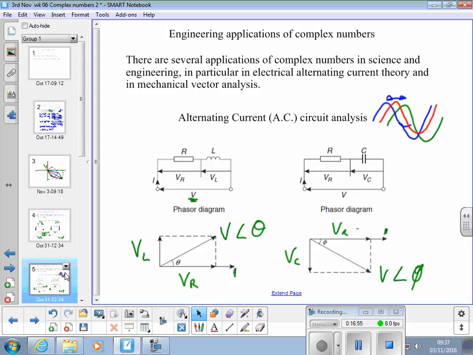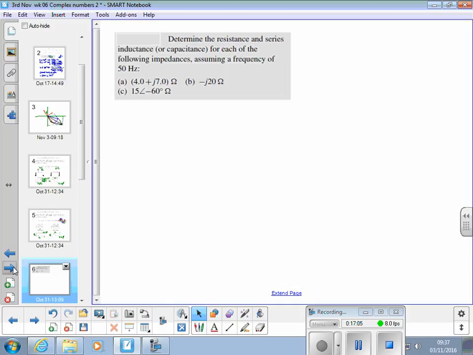Okay, so just trying to show where the problem comes from before we have a go at it. All right. So let's have a look at these problems here. Determine the resistance and series inductance or capacitance for each of the following impedances, assuming the frequency is 50 hertz. So you've got some extra information there. We're going to need to know why.